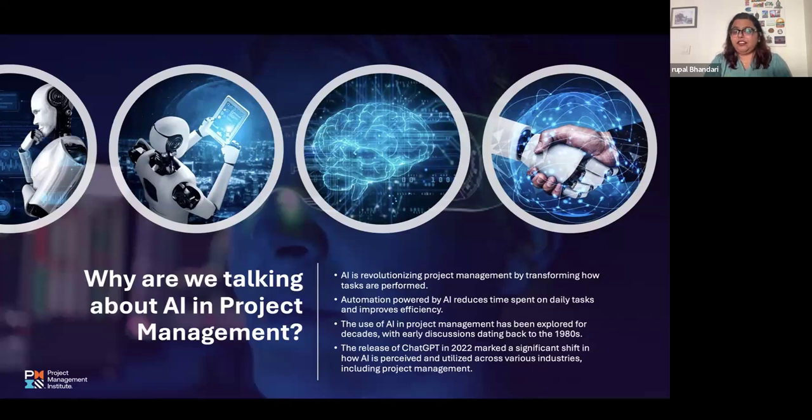And the release of ChatGPT in 2022 marked a significant shift in how we see AI, because suddenly it was no longer a tool that only some people could use. It's something that you can talk to in your natural language today. And that is what made the shift happen, that you as a person without any specific AI skills or any data science skills can go and use AI.